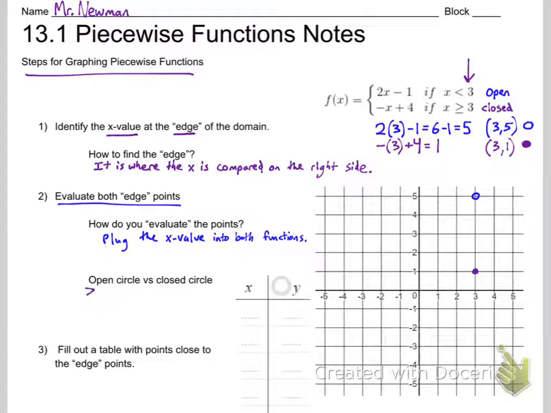All right. Next thing, let me remind you of this so you can write this down in your notes. An open circle is drawn whenever you have greater than or less than, and that means the point is not included. A closed circle is when you have greater than or equal to or less than or equal to.